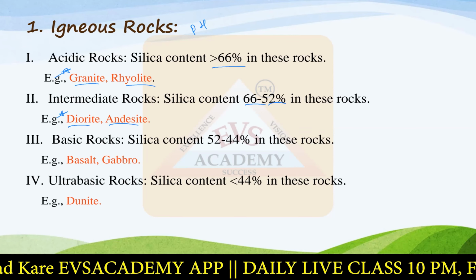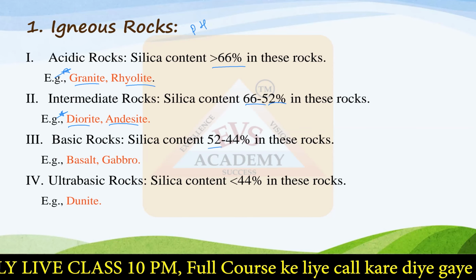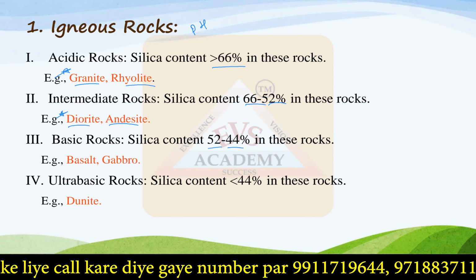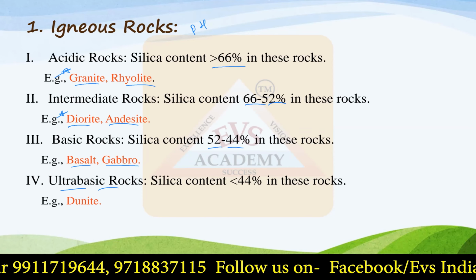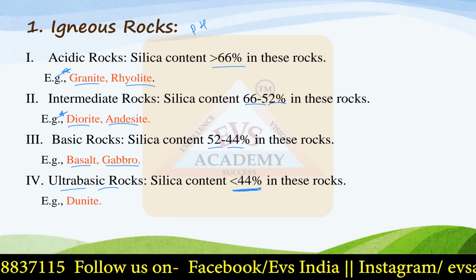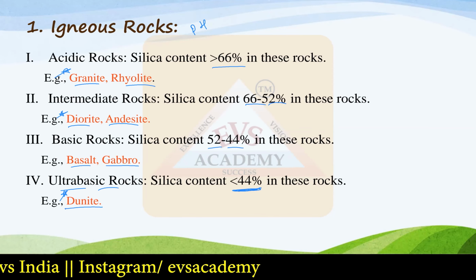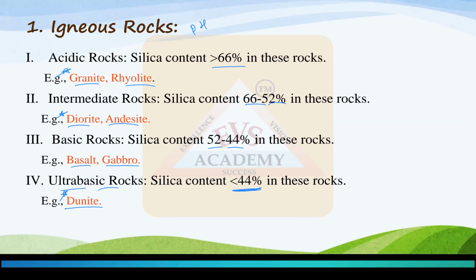Then we have the basic type of rocks, where the silica content is very low, 52 to 44%, and the nature of these rocks is basic. Examples of basic rocks are basalt and gabbro. And then we have the ultra basic rocks, where the silica content is less than 44%. The only example of an ultra basic rock is dunite. So these are all the different types of igneous rocks based on the pH, the acidity or basicity of the material of these rocks, and these are the examples.